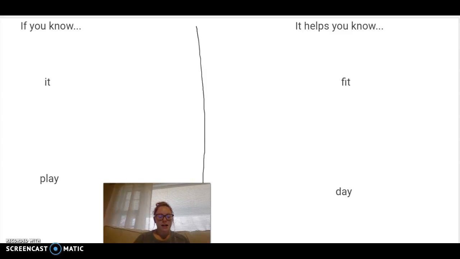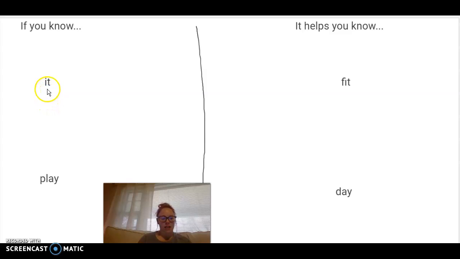Hello friends, today for phonics you are going to be learning how to use word parts to figure out new words. So we are going to look at the words that are on this page, we're going to think about what we see, and we are going to use the parts that we know to figure out a new word. So over here it says, if you know, and we have the words it and play. If you know the words it and play, those words can help us figure out these words over here on the right side. So let's take a look.